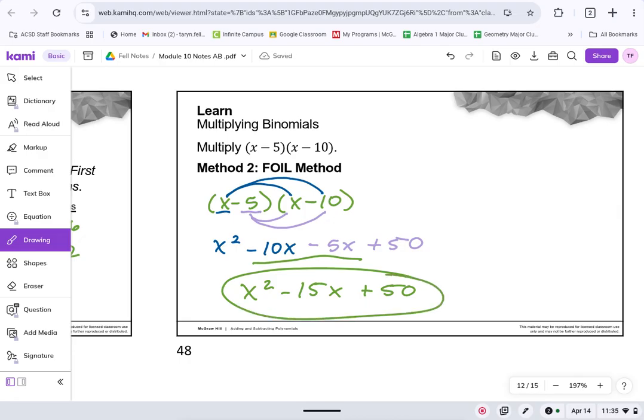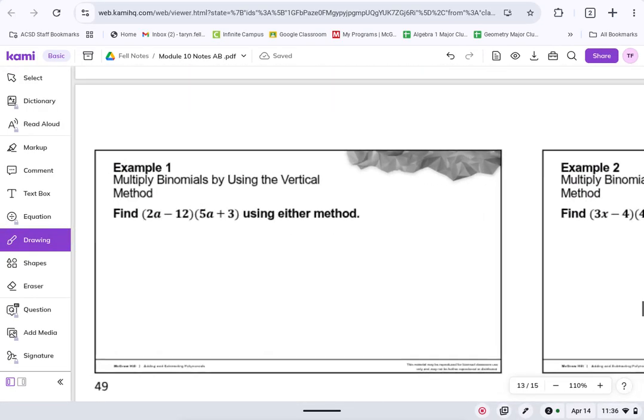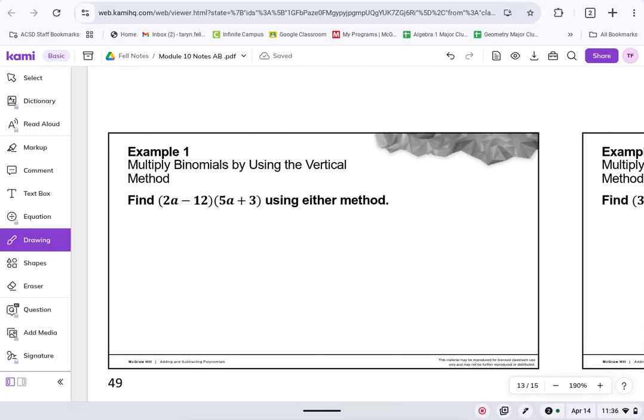From here, you get to pick which method you like. Whether you prefer the box or FOIL, I do not care. I'm going to show you how to do the box on the next examples. I am not going to show you how to do FOIL. So you get to pick which method you pick to solve these. So on slide 49, I'm going to use the box method. If you want to do FOIL, our answers should be the same. So no matter what method you pick, the answer is the same.